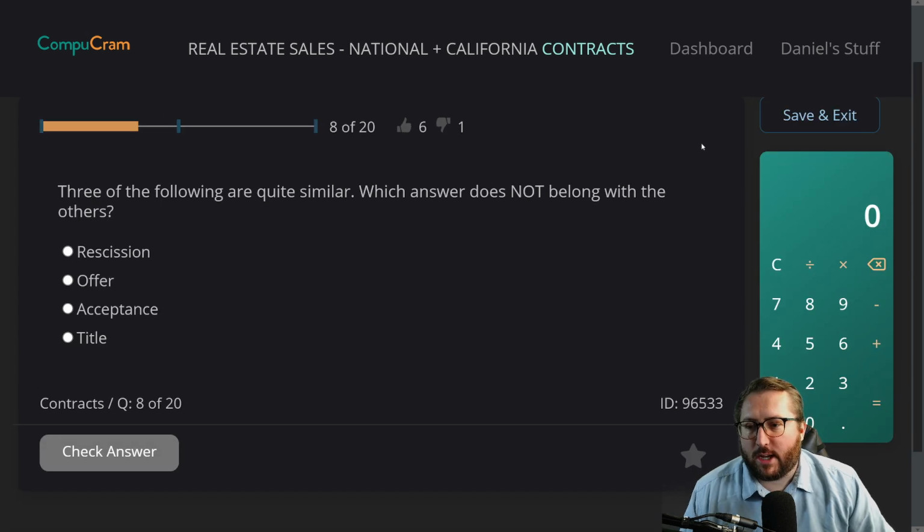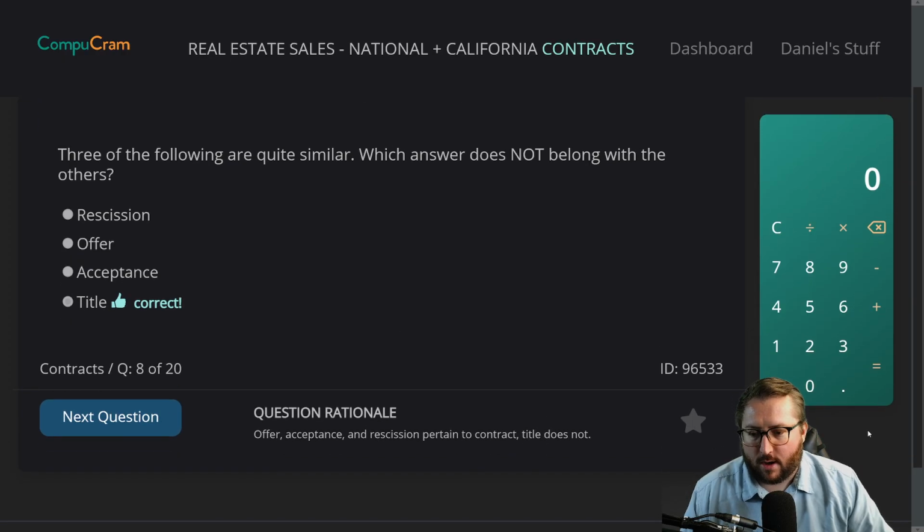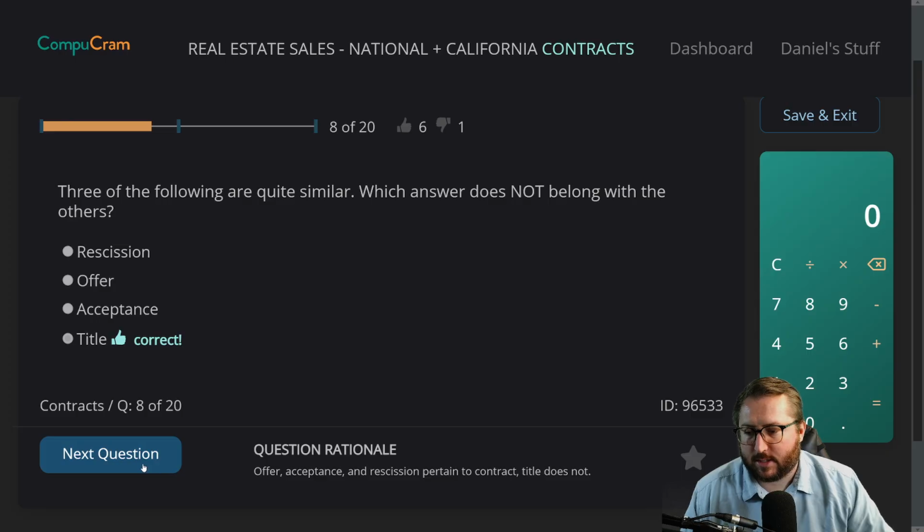Question 8. Three of the following are quite similar. Which answer does not belong with the others? Rescission, offer, acceptance, title. I want to say title. Correct. Offer, acceptance, and rescission pertain to contract. Title does not. Next question.